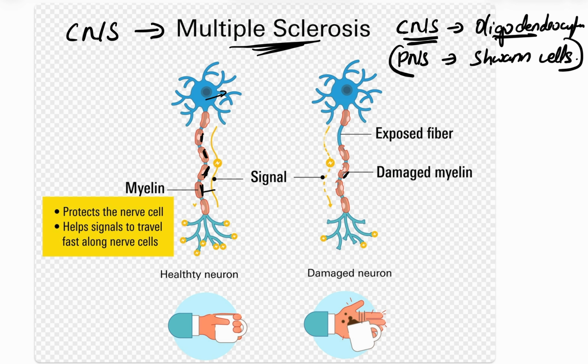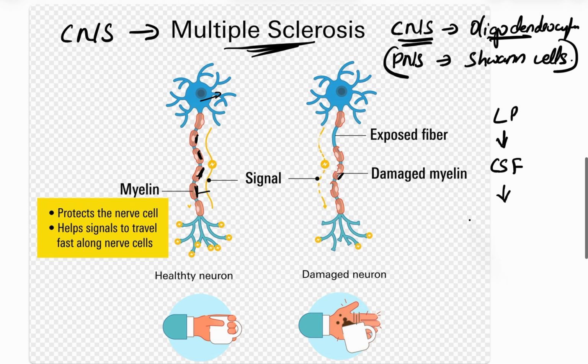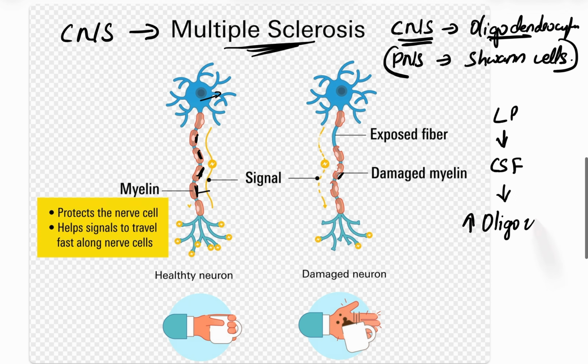Okay, so once a patient is diagnosed with multiple sclerosis, how are we going to diagnose the patient? We can diagnose the patient by CSF examination or CT MRI. If we do a CSF examination, we will do a lumbar puncture, and then we will get the CSF, cerebrospinal fluid, from the patient, and in the cerebrospinal fluid there will be increased oligoclonal antibodies in the patient's CSF.